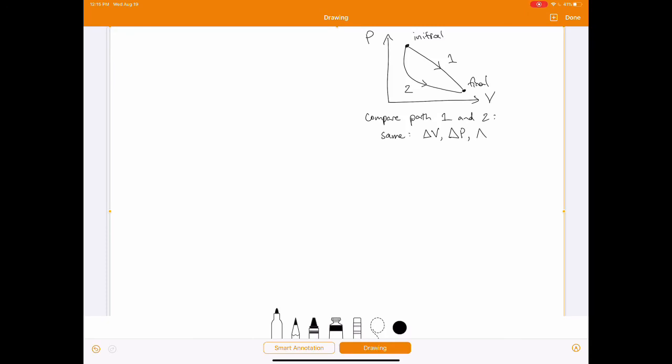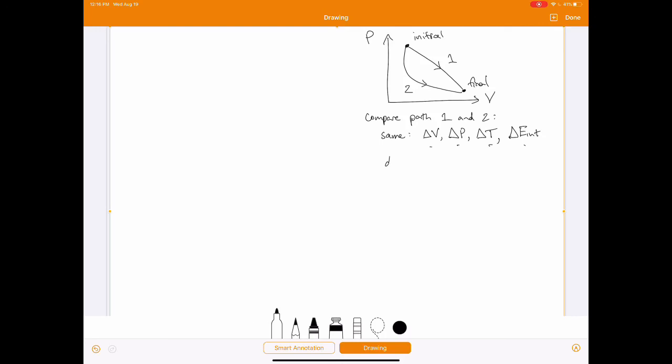And for that matter, same delta T, because by the ideal gas law, if I know volume and pressure, I automatically know temperature. And same with internal energy, right? Since we have the same temperature change, we have the same internal energy change.